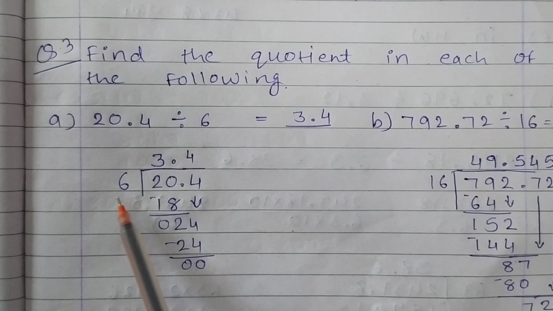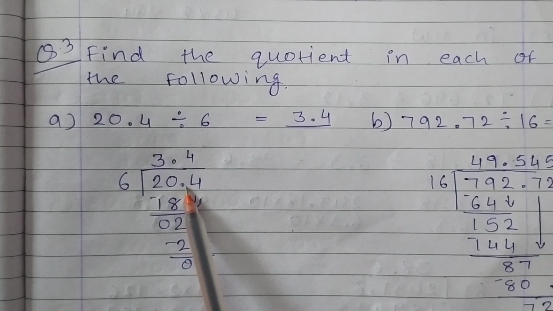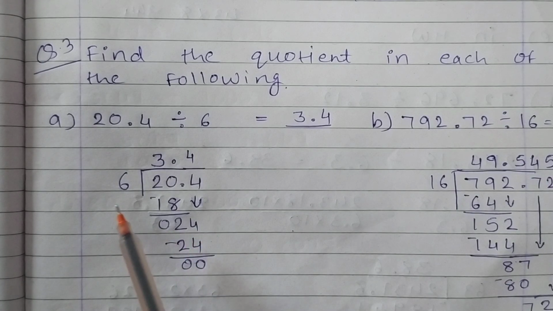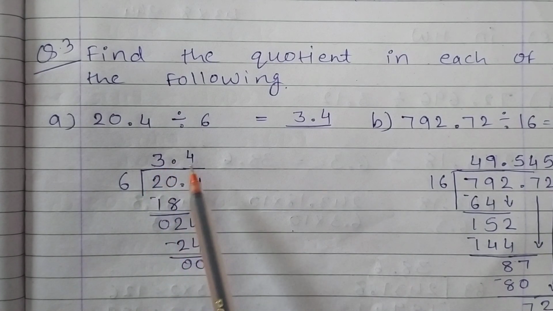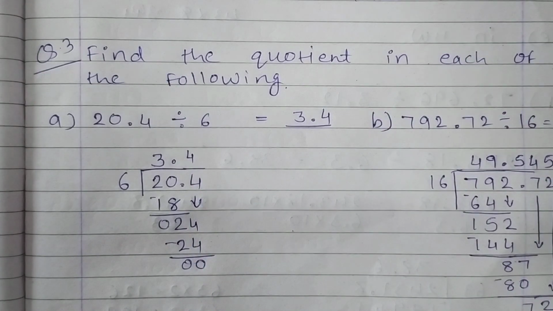20 is here, so 6 3s are 18. 20 minus 18, 2. Point comes, put the point in the quotient. 4, take down, 24. 6 4s are 24. 24 minus 24, 0. So what will be the answer? 3.4.